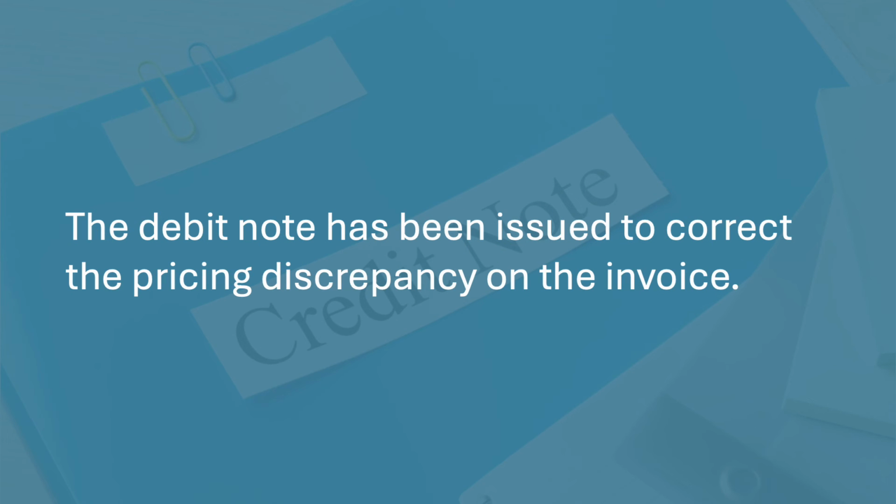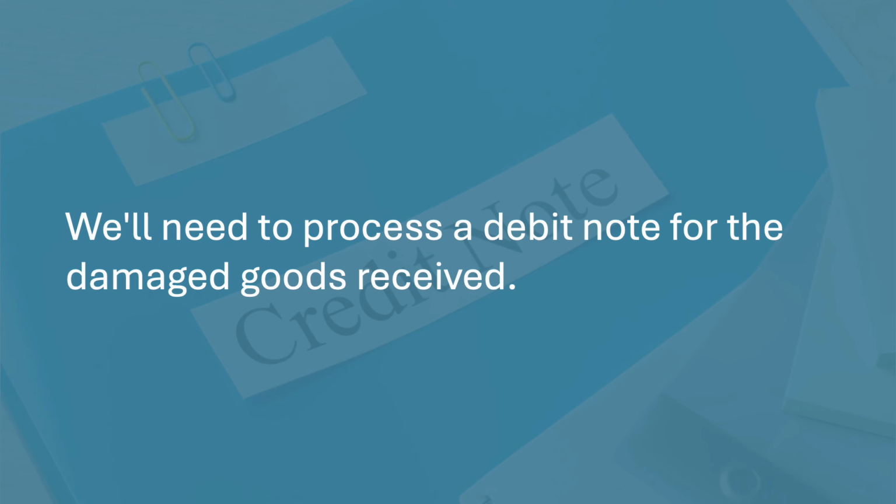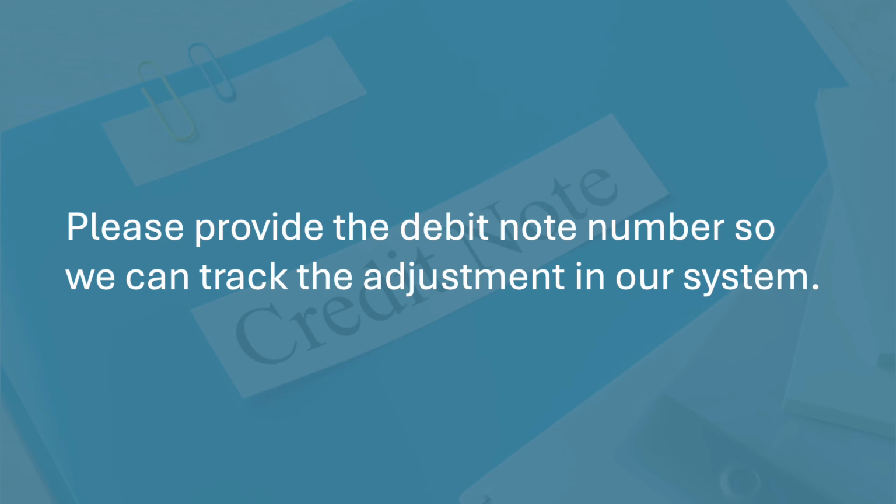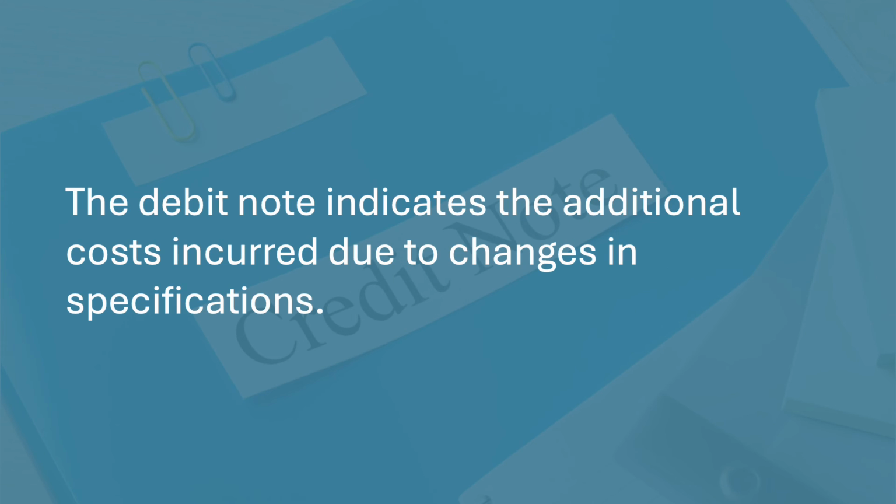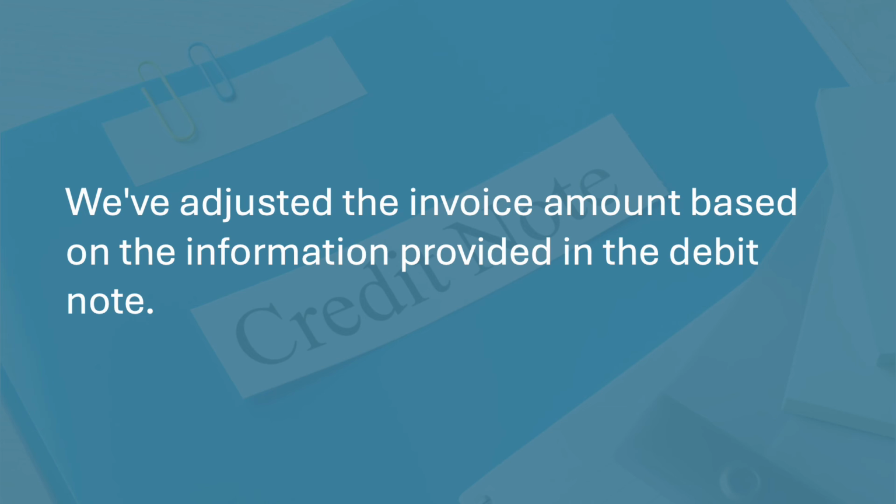The debit note has been issued to correct the pricing discrepancy on the invoice. We'll need to process a debit note for the damaged goods received. Please provide the debit note number so we can track the adjustment in our system. The debit note indicates the additional costs incurred due to changes in specifications. We've adjusted the invoice amount based on the information provided in the debit note.